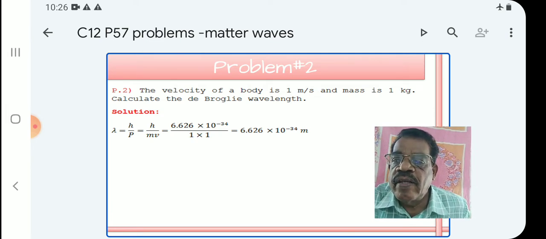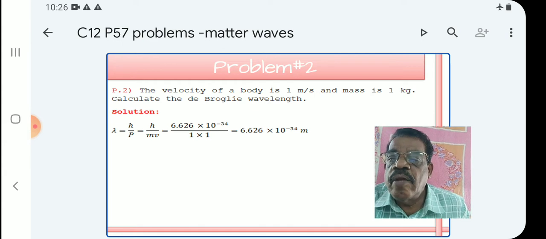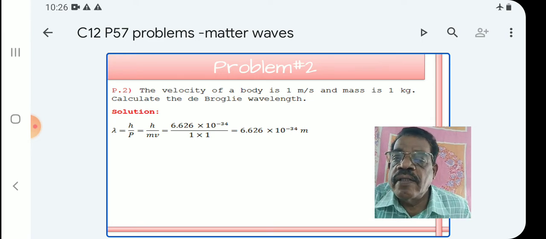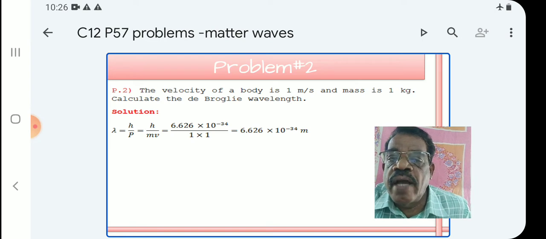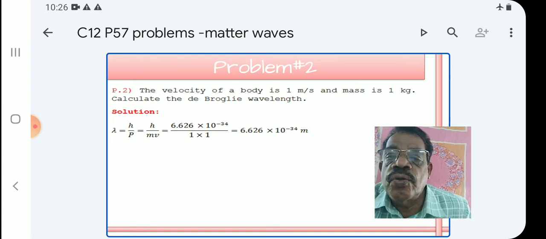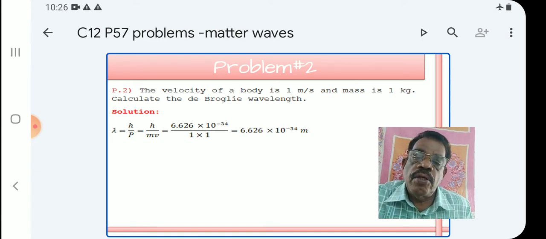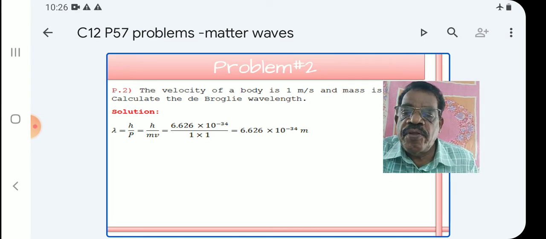Find the de Broglie wavelength. Lambda is h by p equal to h by mv equal to, put the value of h, 6.626 into 10 raised to minus 34, and m and v are 1 into 1. So the answer is 6.626 into 10 raised to minus 34 meter. You know, wavelength we measure in meter. Remember.